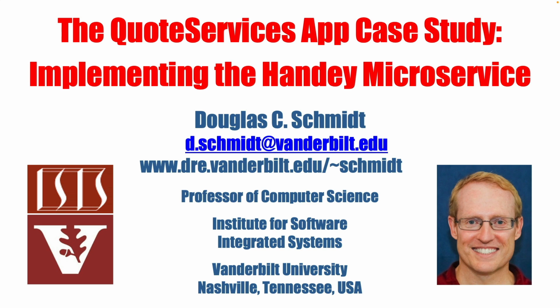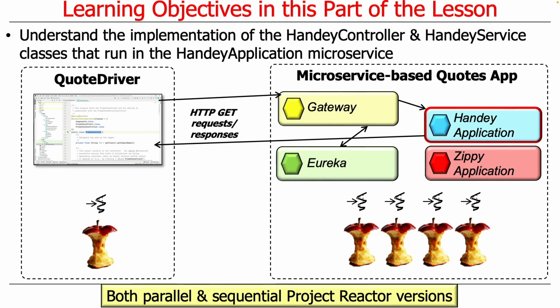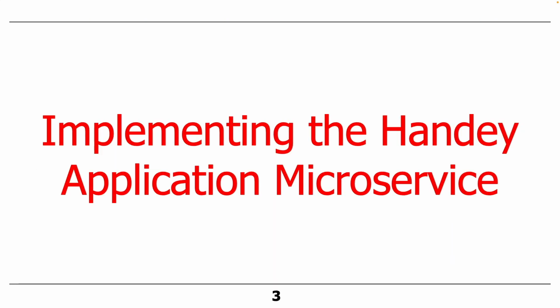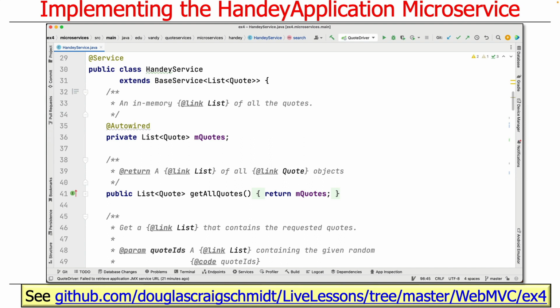So now that you've seen the overview of the structure and functionality of the Handey microservice, let's focus in on how we implement it. And this will give us a chance to show off some cool parallel and sequential Project Reactor implementation variants. And as usual, you can get this from my GitHub repository in the EX4 project, in the Web MVC folder, in the Live Lessons GitHub repo.